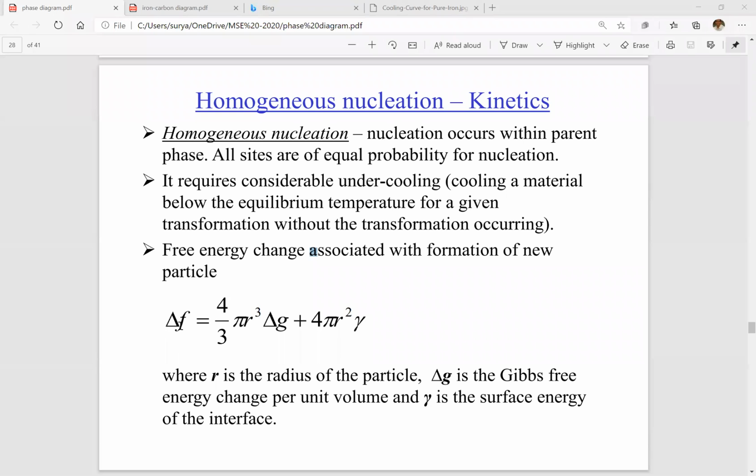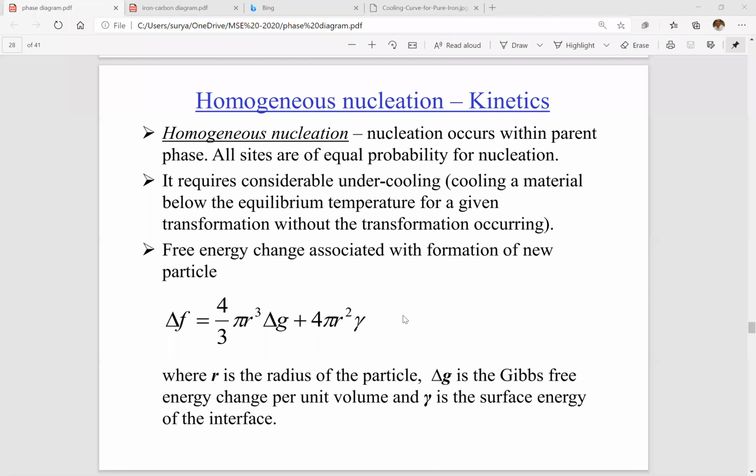This is the free energy which I am talking about, the energy level of the new particles. That is the free energy level of the particle, which will be written as del F is equal to 4/3 pi r cube del G plus 4 pi r square gamma. What are the variables here? This is r, del G and gamma. So r is the radius of the particle, del G gives the free energy change per unit volume, and gamma is the surface energy. This is the free energy change associated with the formation of new particles.